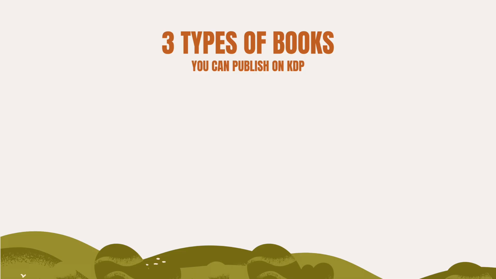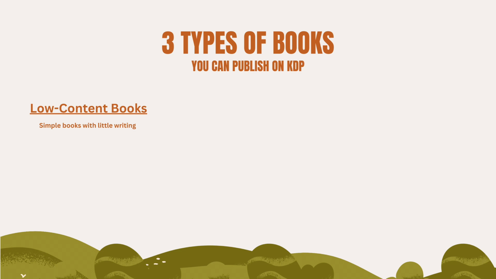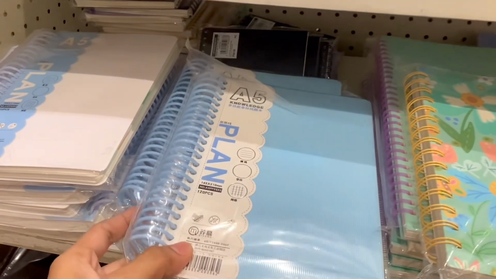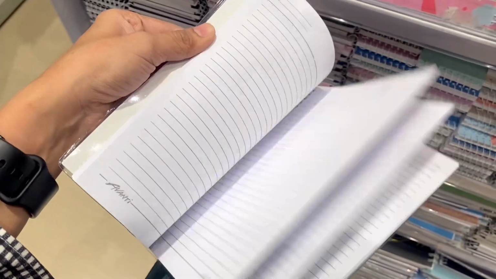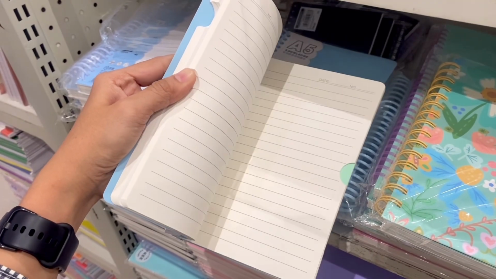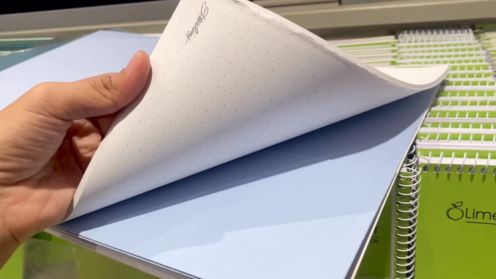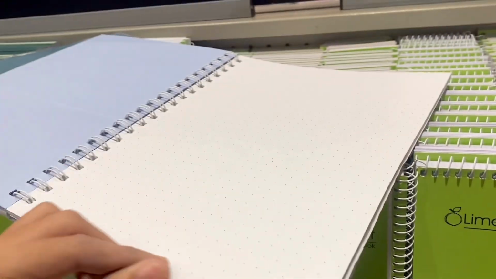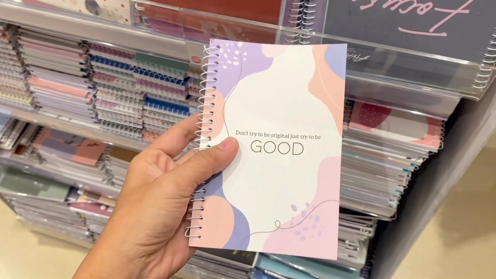There are 3 main types of books you can publish on KDP. First is the low-content books. These are the easiest to start with. Things like journals, notebooks, planners, or sketchbooks. They don't need a lot of writing, just lined pages, grids, or simple prompts. And people love buying them, so if you're like me and enjoy collecting journals, you know how addictive they can be.